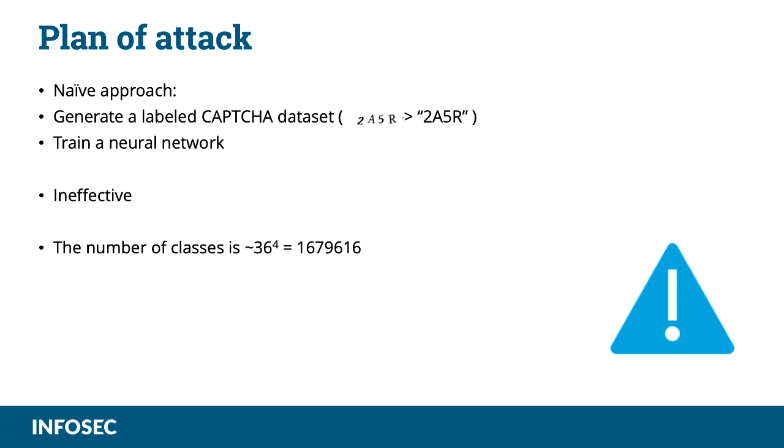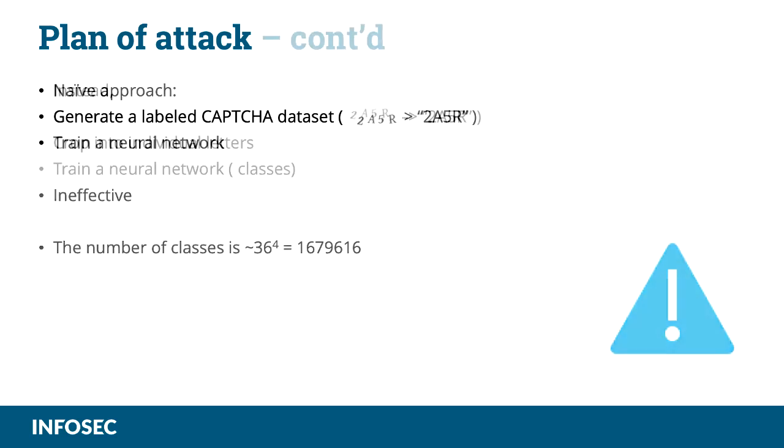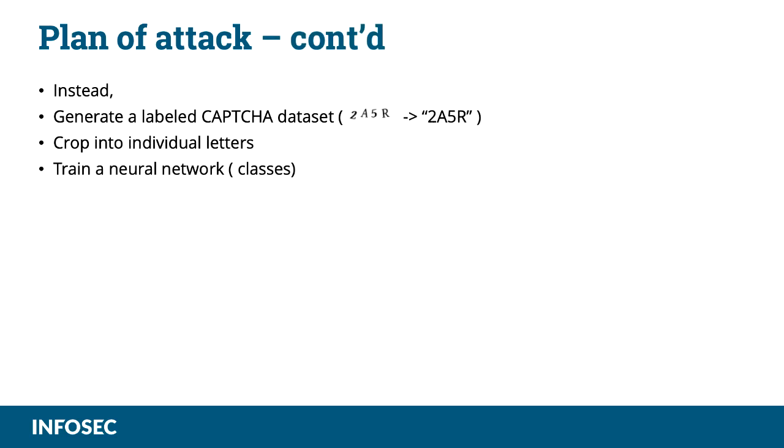The problem is that there are about 36 to the 4th power possible CAPTCHAs. If you want your neural network to classify the CAPTCHAs into these categories, then it's going to have about 1.5 million possible classes, and that is too much because each class is going to have such a small amount of data to train on. So what we're going to do is adjust our plan so that instead of detecting the whole CAPTCHA, we are going to crop it into individual characters.